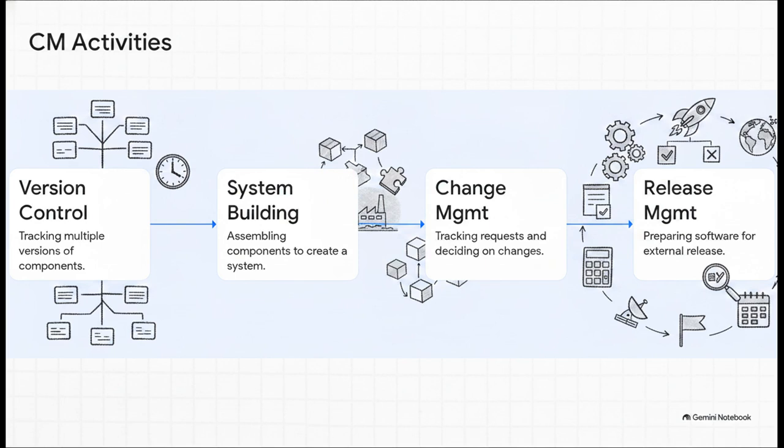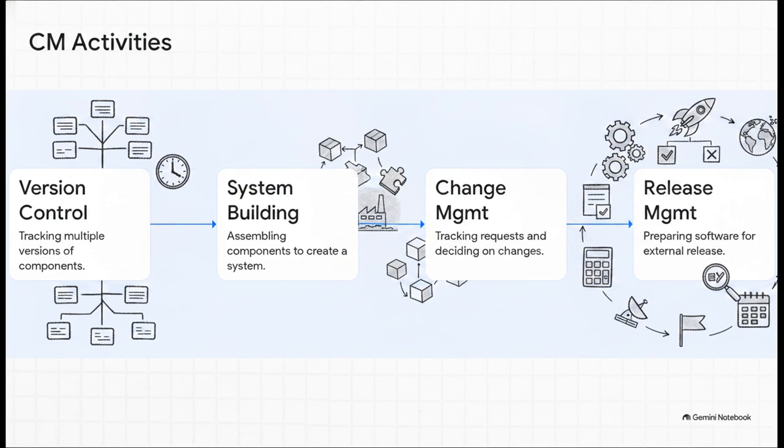First, we have version control. This involves keeping track of the multiple versions of system components. It's how we ensure that changes made by different developers do not interfere with each other. It's exactly how we minimize those accidental overwrites we talked about earlier. Second is system building. This is the actual physical process of assembling program components, data, and libraries, and then compiling and linking them to create a final executable system.